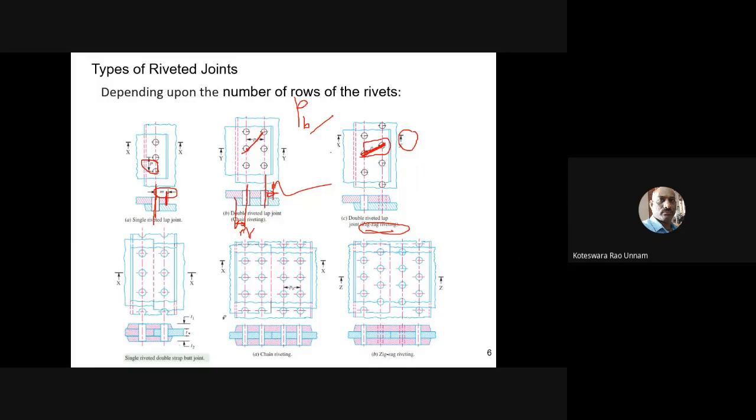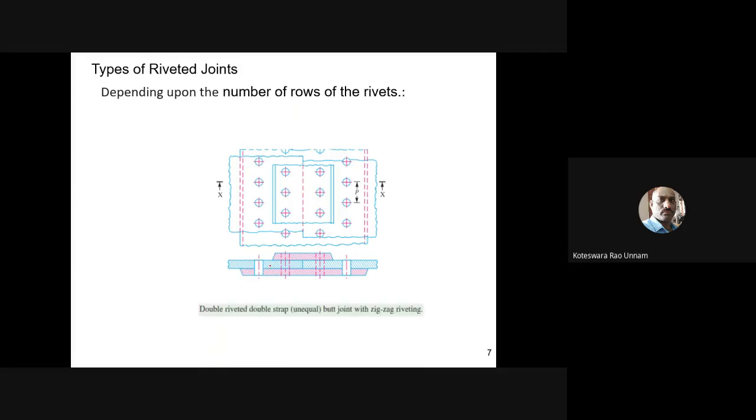And also here, in case of a double cover butt joint, if you have two double covers, we'll take the thickness of one plate as T1 and the other thickness as T2. So these are the things we need to follow while discussing the remaining topics in these riveted joints.